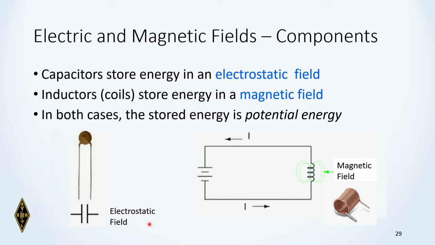Another term I'll introduce here: you can think of a capacitor as a voltage device. You put a voltage across it and take the voltage away, and it's going to stay there. And an inductor, well, that magnetic field will only form and exist while current is flowing through it. So you can think of an inductor as a current device.